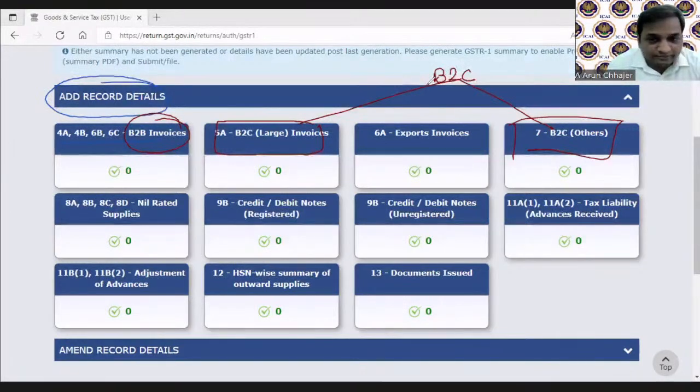Namrata, just wait for some time. I will come to this amendment part. I will explain your question.